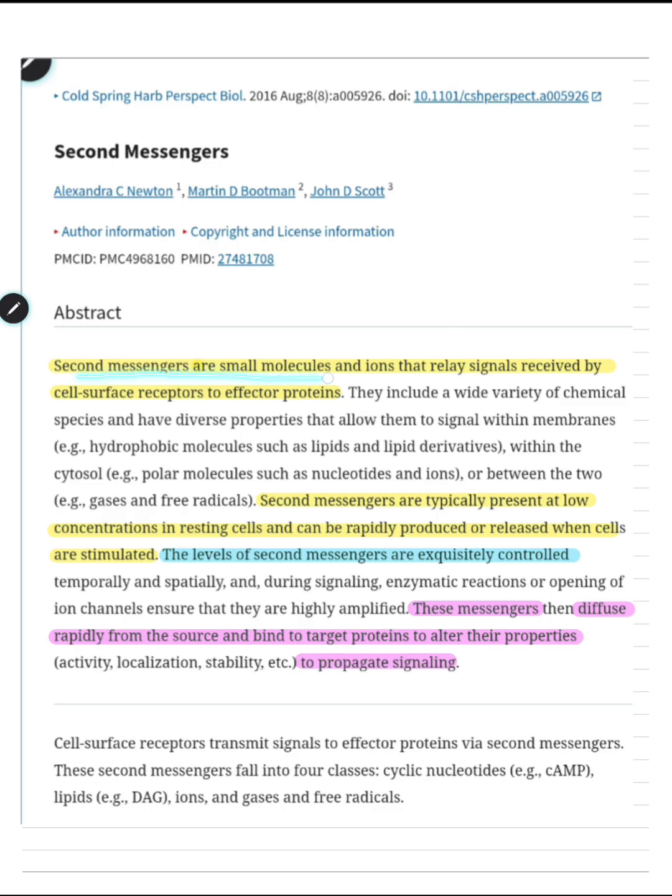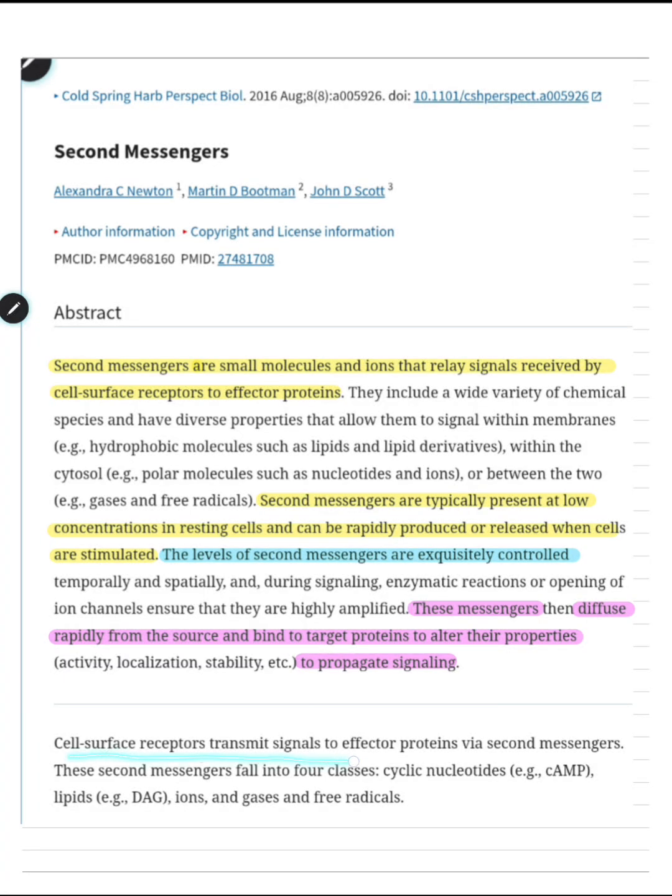Second messengers are small molecules and ions that relay signals which are received by cell surface receptors to effector proteins. Second messengers are typically present at low concentrations in resting cells, very important to note, and they can be rapidly produced or released when cells are stimulated. Levels of second messenger are exquisitely controlled, such that these messengers then diffuse rapidly from the source and bind target proteins and alter their properties to propagate signaling.